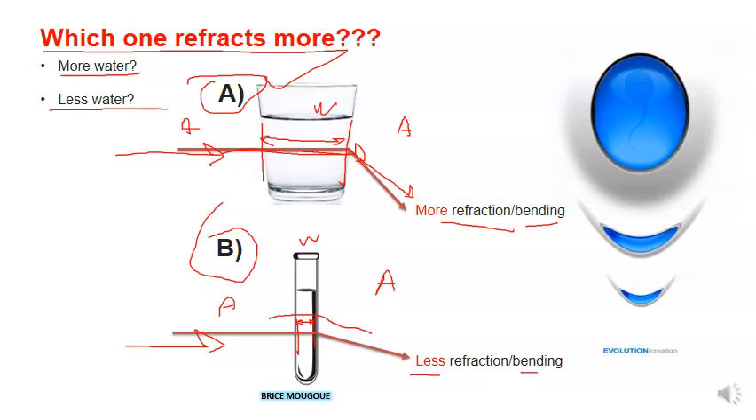So the more water, the more bending. The less water, the less bending. More, less, more, less. Let's remember that.